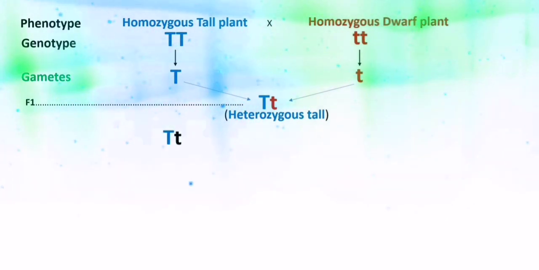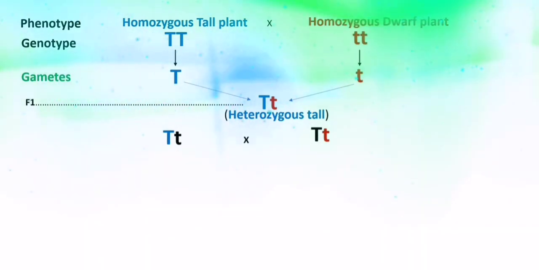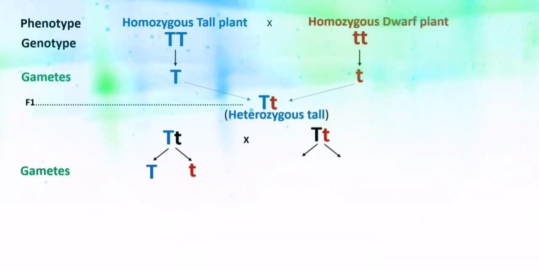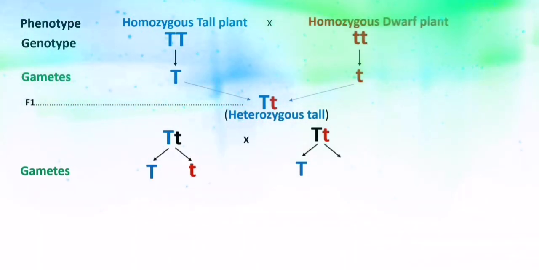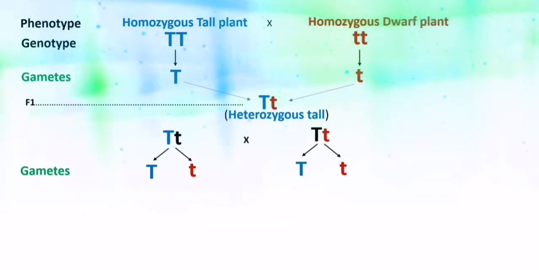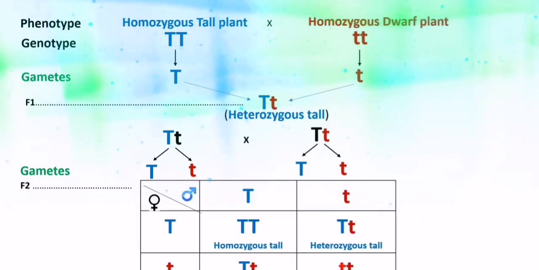Now the F1 generation plants are self-crossed. That is called inbreeding or selfing. So the gametes will be capital T, small t, capital T, small t. So let's see the crossing by the checkerboard method, that is the Punnett square method. In the F2 generation, we get this result.